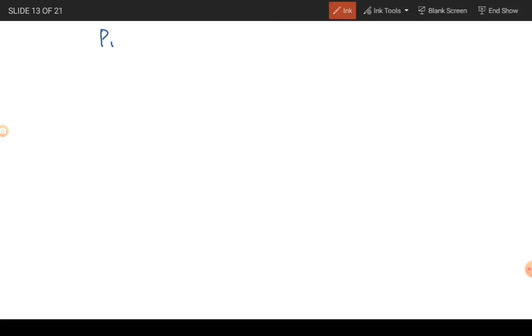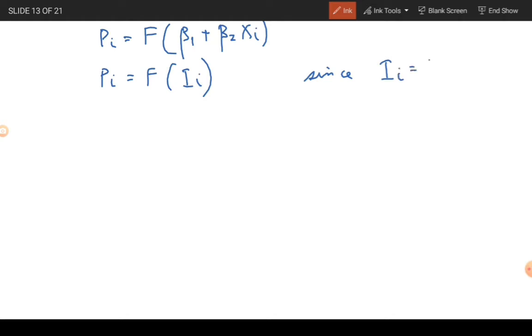Now remember, we want to know how we can calculate Ii as well as beta 1 and beta 2. We had ended up in the last slide, what I had written was Pi can be represented as a capital F, that is the cumulative distribution function of beta 1 plus beta 2 Xi, that is my utility index Ii, and it follows the standard normal distribution. So I'm in effect saying that Pi is a function of the utility index Ii, since I had started off saying that Ii is equal to beta 1 plus beta 2 Xi.